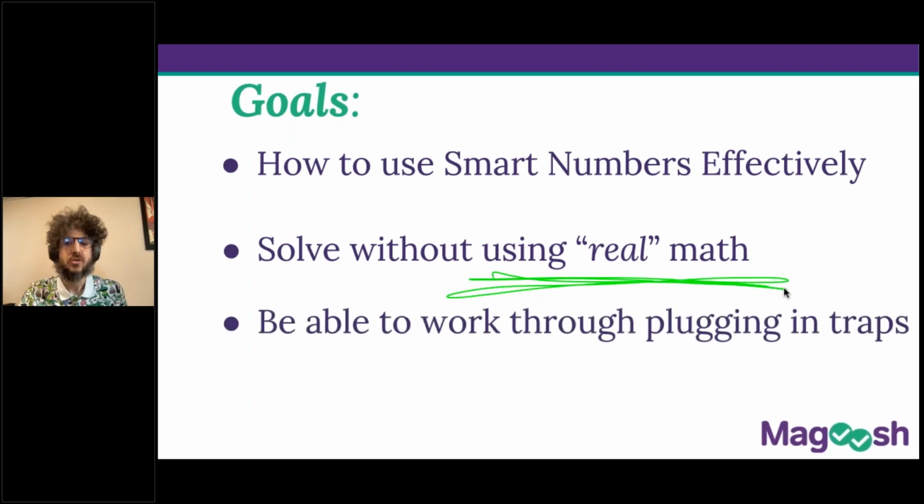And lastly, we're also going to work through those spots where plugging in breaks down and we feel like we run into a trap and we have to figure out why these numbers didn't work, or do I need to test more numbers? It's usually a point of frustration with the strategy, so we'll try to work through some of those too.